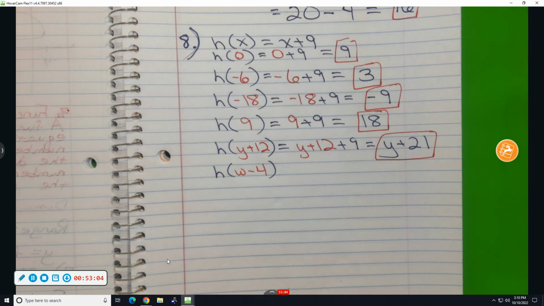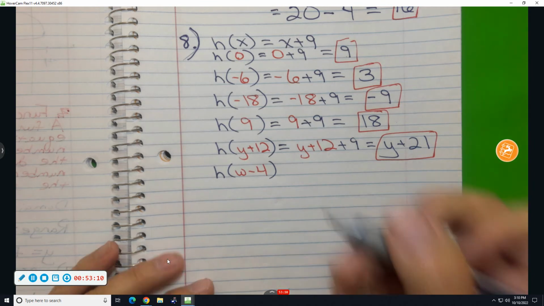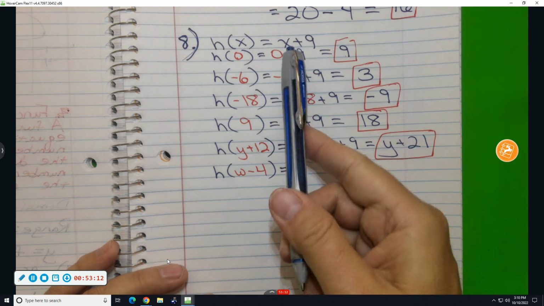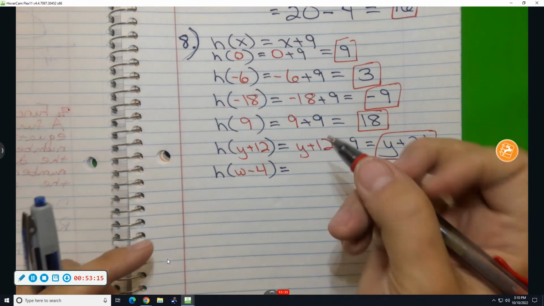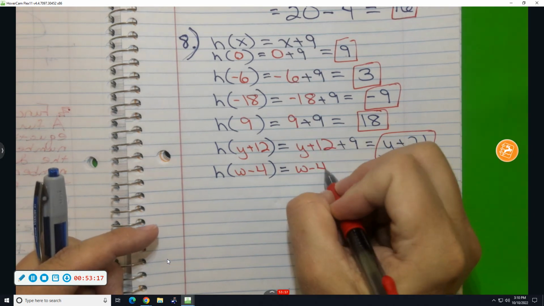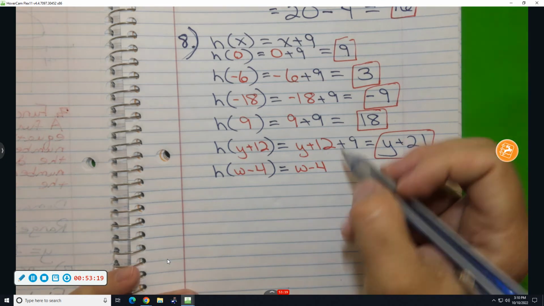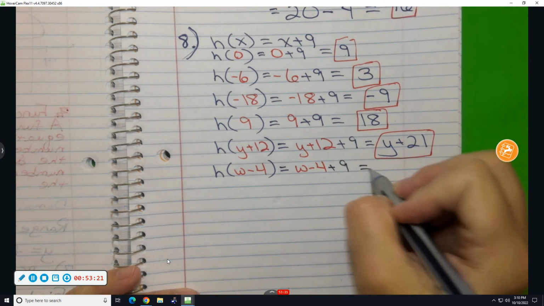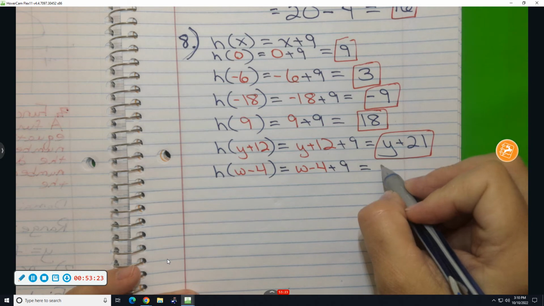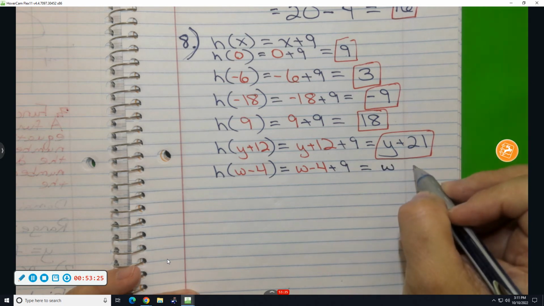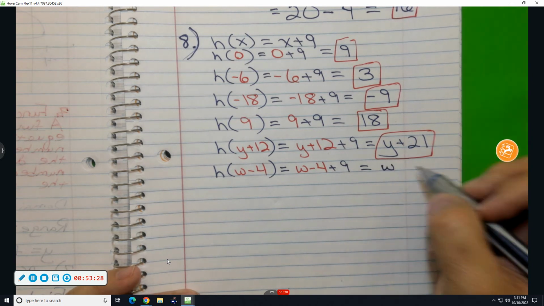That says go to your function h, and wherever you see an x, replace it with W minus 4. So in place of that x, we have W minus 4, but we still have the plus 9, to give us a final answer of W minus 4 plus 9.